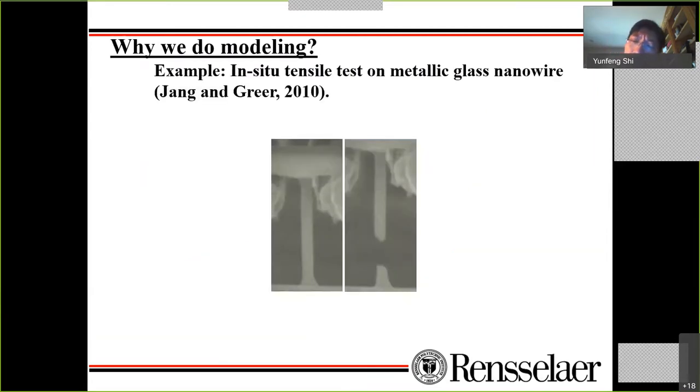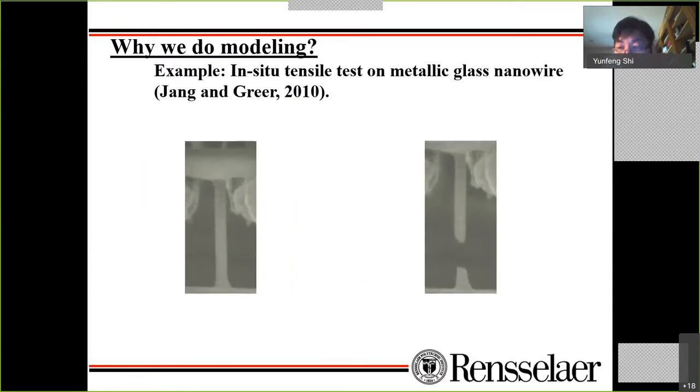So here I give you an example of how modeling can complement experimental work. Here I show you a very interesting in situ mechanical test. Here is a metallic glass nanorod. This is really small. I believe the length is about a micron, more or less. And here are consecutive video frames during this experiment. You can see that this nanopillar was broken in half. But there are no frames in between. And what happened in between?